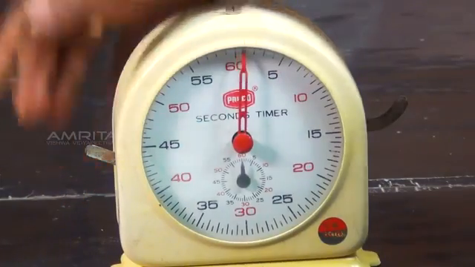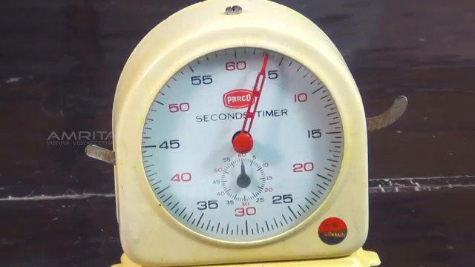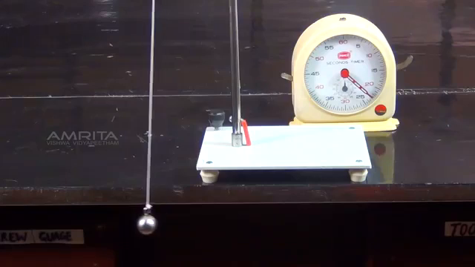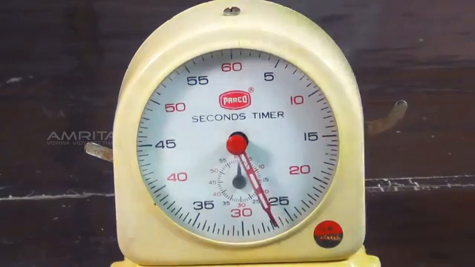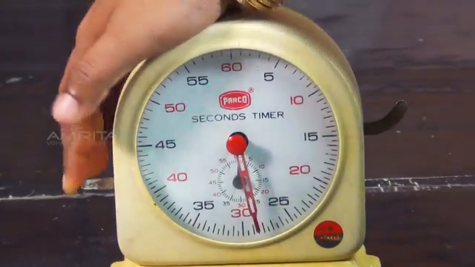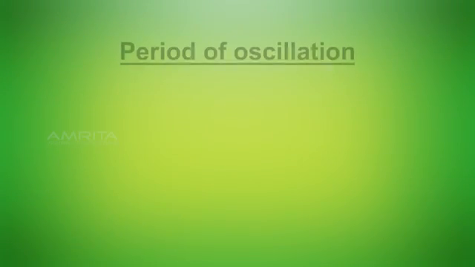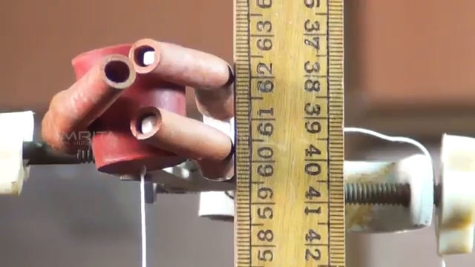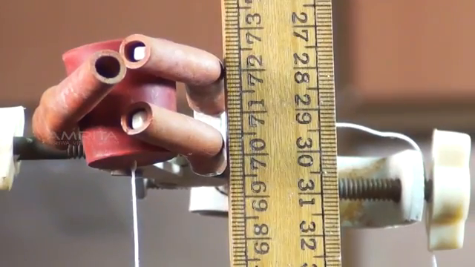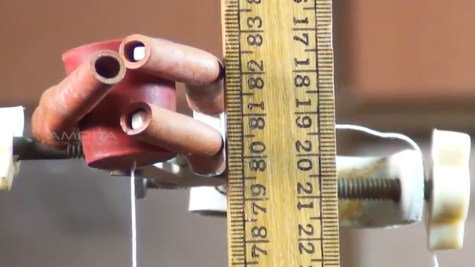A stopwatch is started when the pendulum crosses the equilibrium position. The stopwatch is stopped when the pendulum has completed 20 oscillations and the time t is noted. The period of oscillation T = t/20 is calculated. The experiment is repeated for different lengths like 60 centimeters, 70 centimeters and 80 centimeters.